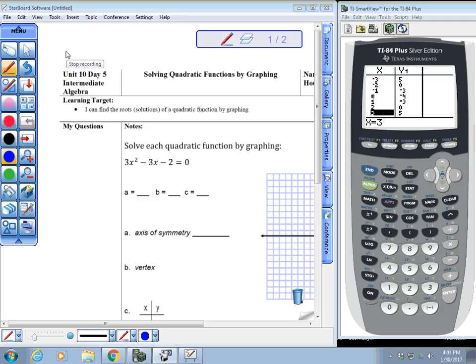Today, solving quadratic functions by graphing, we're going to find the roots again, but this time the numbers might not be as nice. They actually might be between integers. So we have the a value is 3, b value is -3, and c is -2.